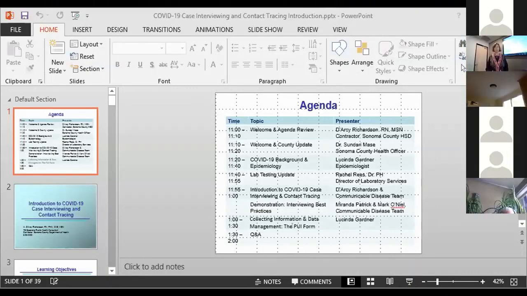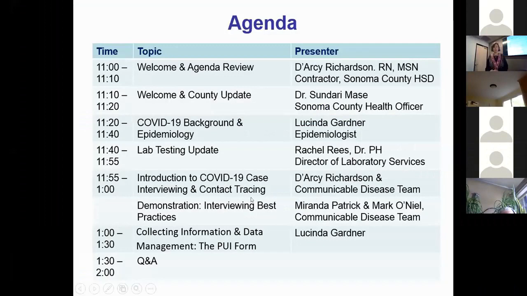I'm sure there are lots of questions about laboratory. I want to emphasize that this training is really about case interviewing and contact tracing. So the laboratory testing update is for your information for most of you. We are not asking the nurses right now who will be volunteering to help us with contact investigation. We're not asking you to do testing. So I think somebody had asked that question and I just wanted to clarify that point.